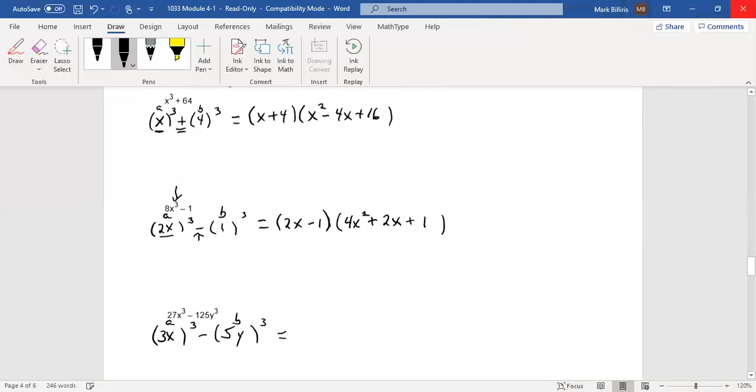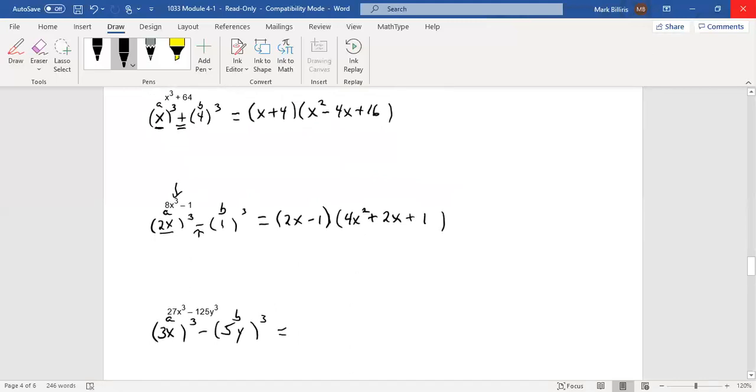So in order to follow the pattern, remember my first factor is A minus B. So A is 3x and B is 5y. Why do I have a minus sign? Because the problem starts out as a subtraction problem.